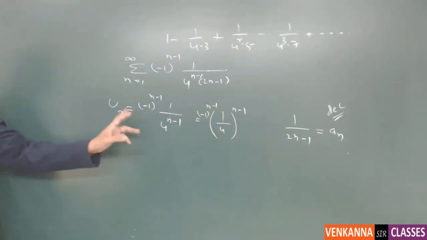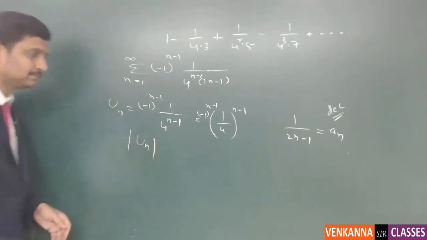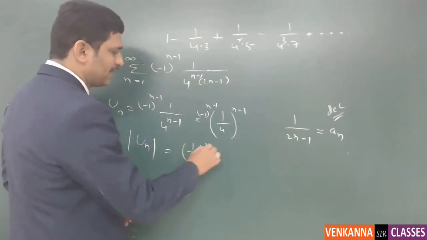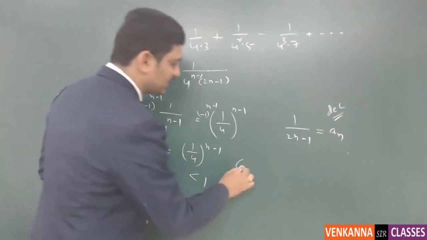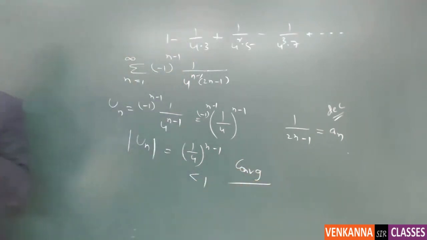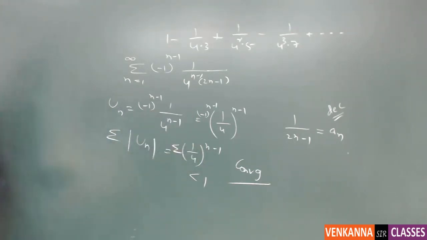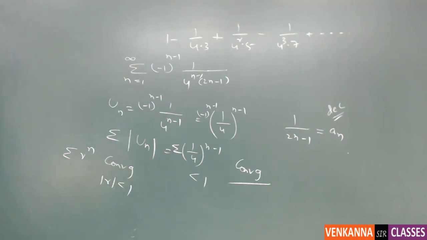So, to verify the convergence of un, I can apply Leibniz test, or straight away I will do mod un. If I take mod un, it is nothing but 1 by 4 whole power n minus 1. Since it is a geometric series with a common ratio less than 1, it is convergent. If I write sigma un, it is sigma 1 by 4 whole power n minus 1, which is convergent, because summation r power n is convergent if mod r is less than 1. Every geometric series with a common ratio less than 1 is convergent, which we know.